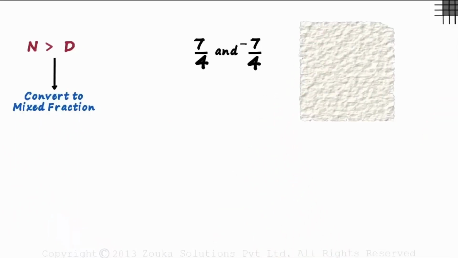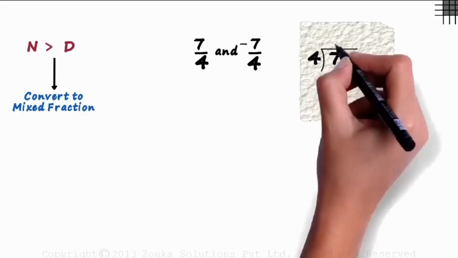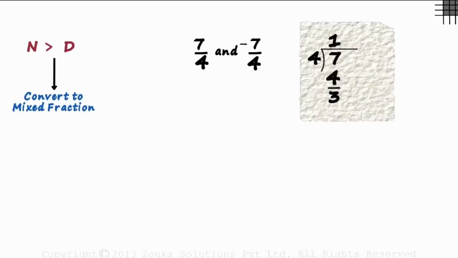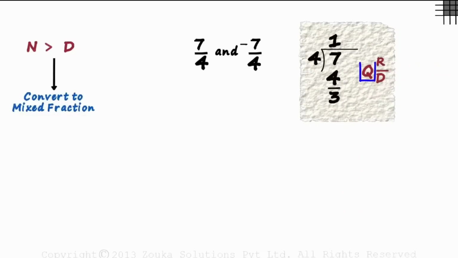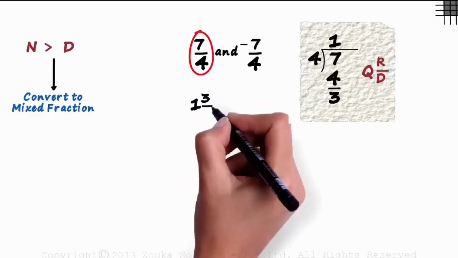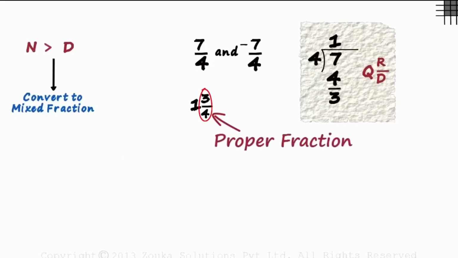We only have to divide 7 by 4. We get the quotient as 1 and the remainder as 3. So we write the mixed fraction as quotient remainder by divisor. This is the whole part and this is the fractional part. So we can write 7 by 4 as 1 3 by 4. 1 is called the whole number part and 3 by 4 is called the proper fraction part.